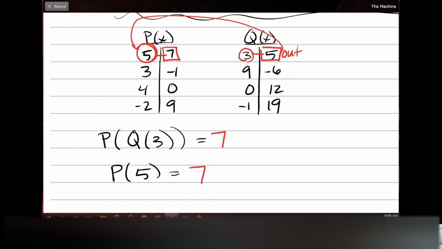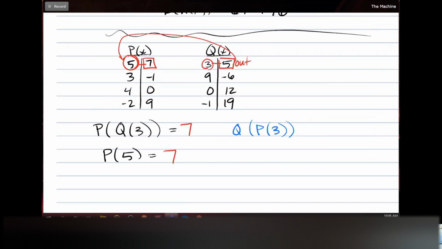Okay. What about Q of P of 3? Alright, so the final output would be 19. Why is that? Because I use P of 3, find an input of 3. Here's an output of -1. Go over here now in Q and find the input of -1. 19. Final answer 19. See, it's linking these things together. I like this.